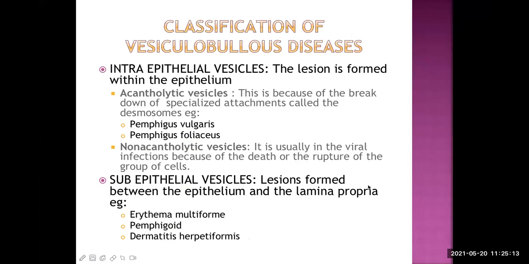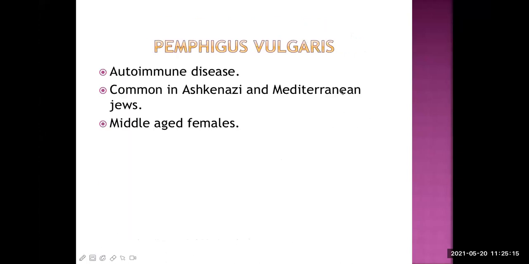Okay, let's move on. Now, let's start the discussion of a very important part of today's class, that is Pemphigus vulgaris. In dermatology, vulgaris means common, so you can remember this is the common type of pemphigus. Pemphigus vulgaris is an autoimmune disorder. It is very common in Ashkenazi and Mediterranean Jews.